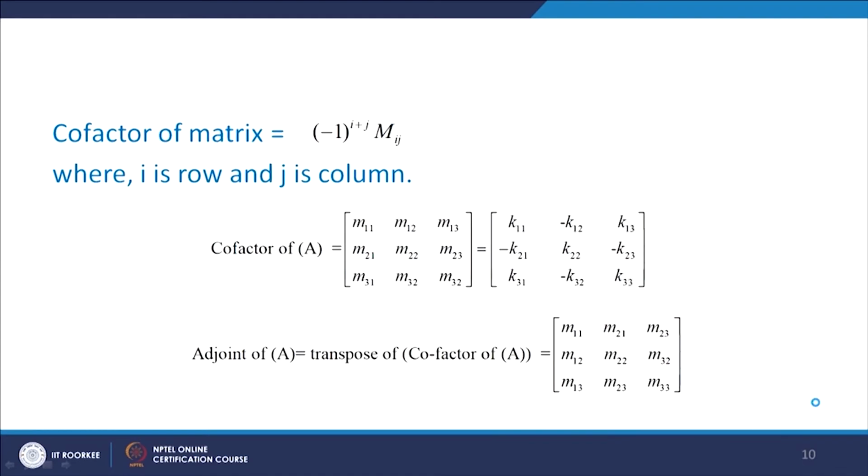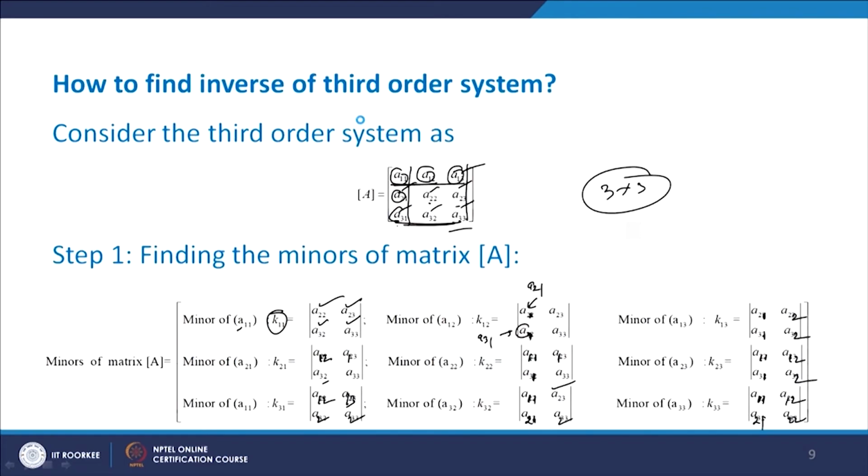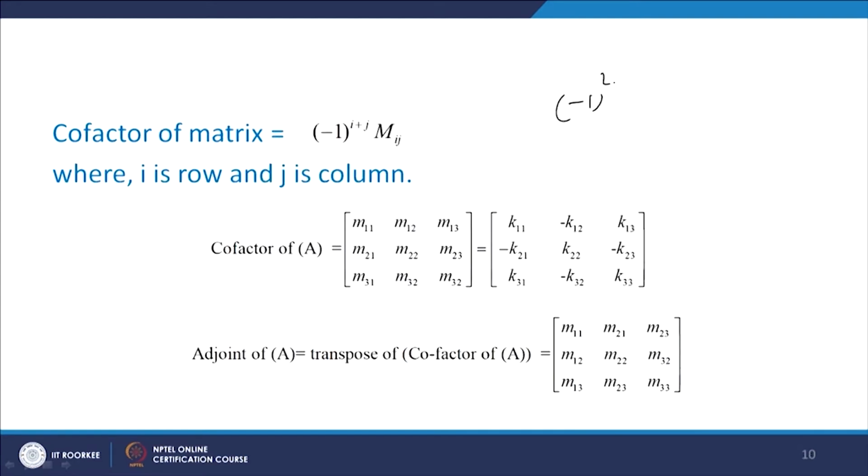Now, the cofactor of a matrix is (-1) raised to i plus j, into Mij. So, whichever elements you get, you see which row and which column it lies in. When you see this particular element, it lies in the first row and first column. So here i equals 1, j equals 1, so 1 plus 1 is 2, so (-1) raised to 2 is 1. Therefore, the element corresponding to this is positive.